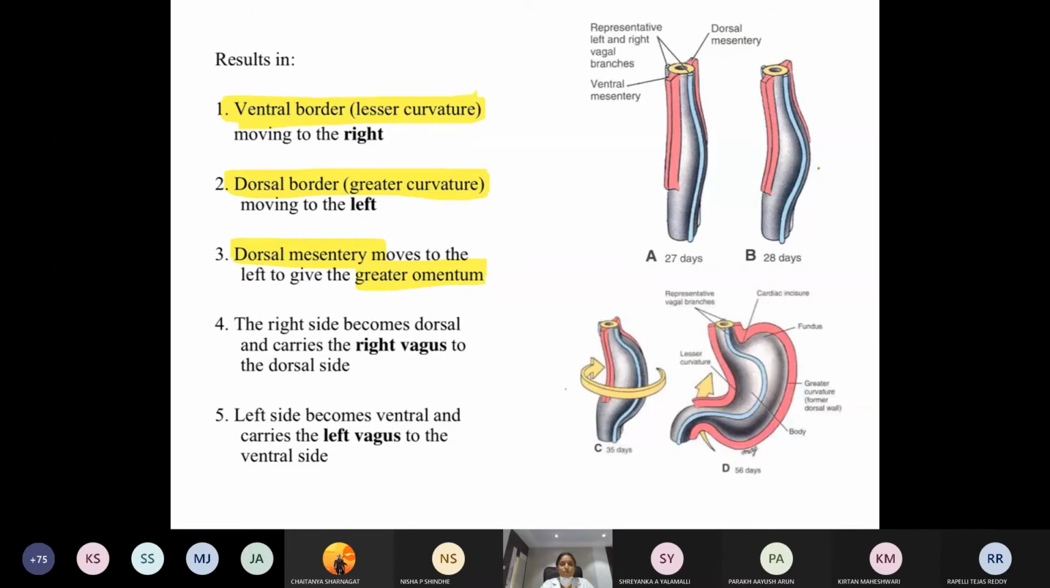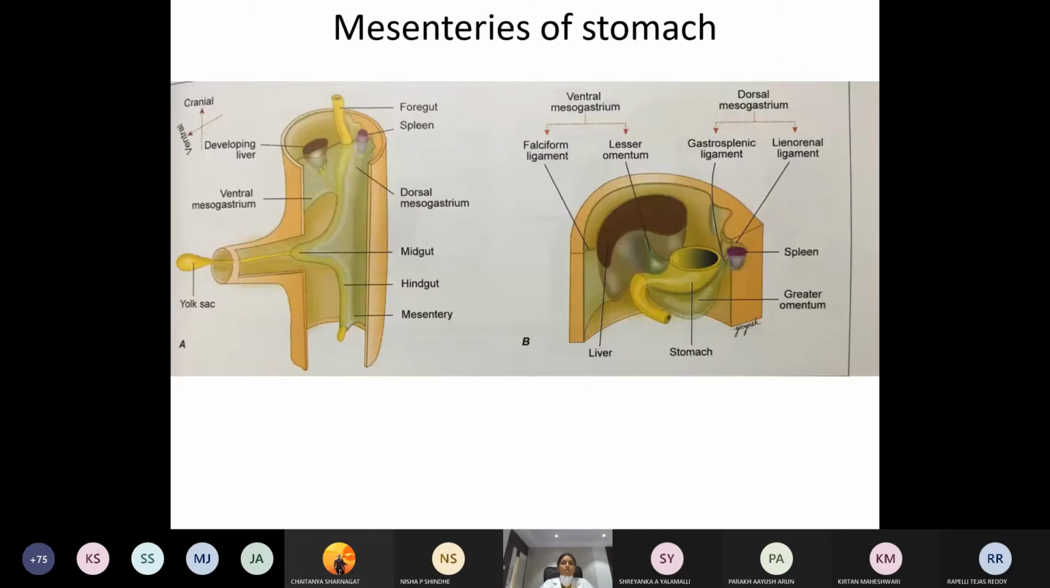Anatomical basis you have to know. Now, what is remaining here is the ventral mesogastrium. I was telling this is the ventral mesogastrium here, right? So, ventral mesogastrium not only gives rise to lesser omentum. So, what is lesser omentum?